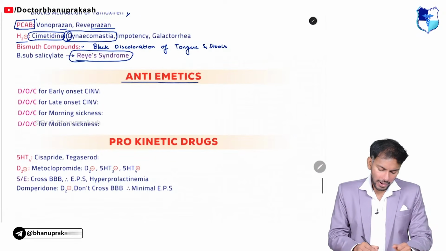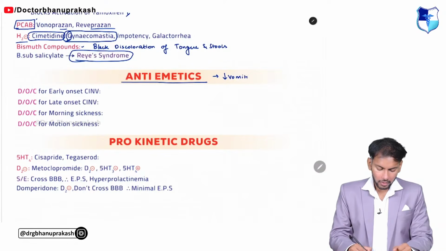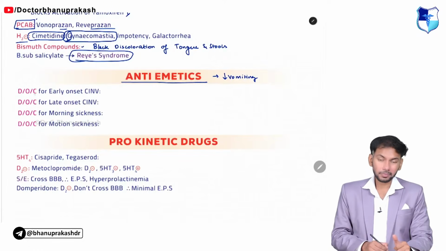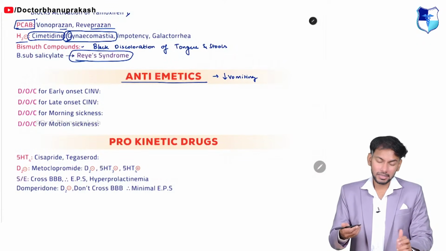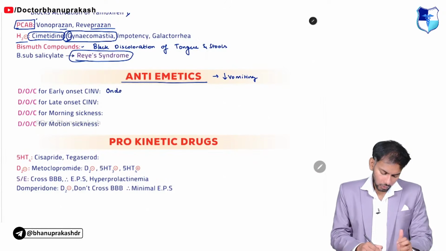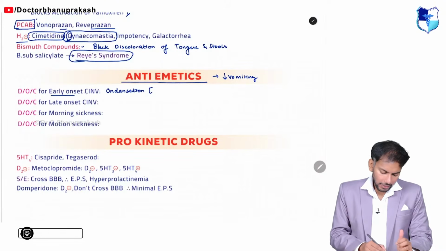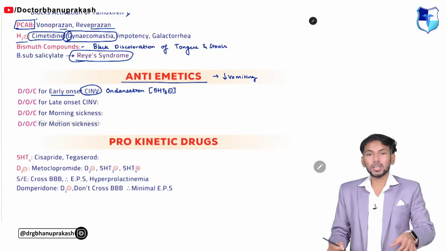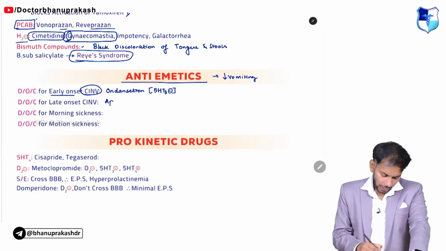Now, coming to antiemetics, these will decrease vomiting. The 5-HT3 receptor will cause vomiting, so if you block it, it will decrease vomiting. 5-HT3 receptor blockers are the setrons, such as ondansetron. Ondansetron is the drug of choice for early onset chemotherapy induced nausea and vomiting. For late onset chemotherapy induced nausea and vomiting, it is aprepitant.